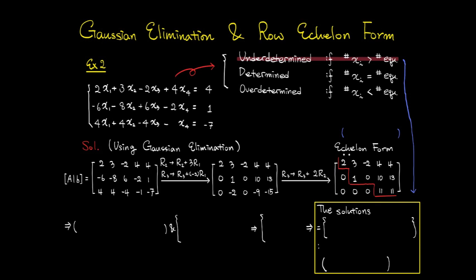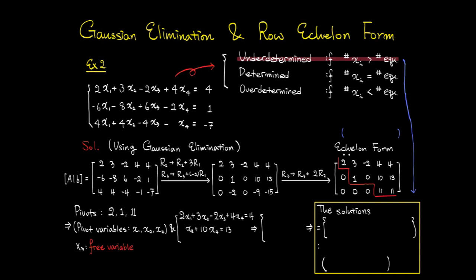Here, the pivots are 2, 1, and 11, and the pivot variables are x1, x2, and x4. So x3 is a free variable. Expressing the obtained echelon form as linear equations, we have 2x1 plus 3x2 minus 2x3 plus 4x4 is equal to 4, x2 plus 10x4 is equal to 13, and 11x4 is equal to 11.